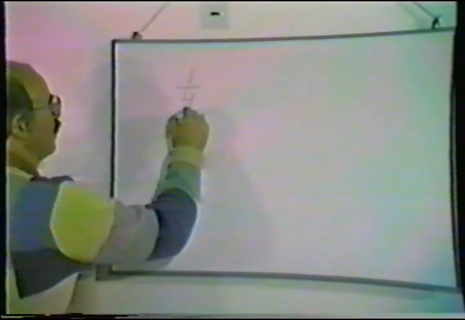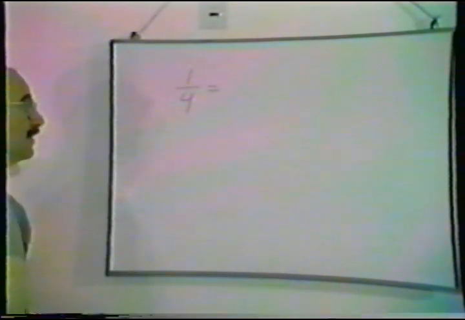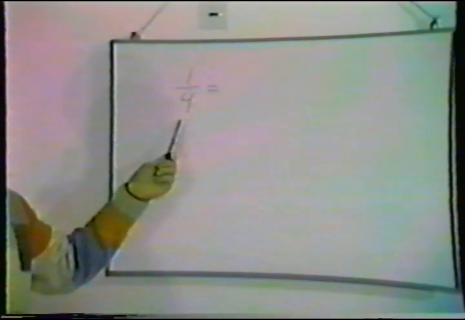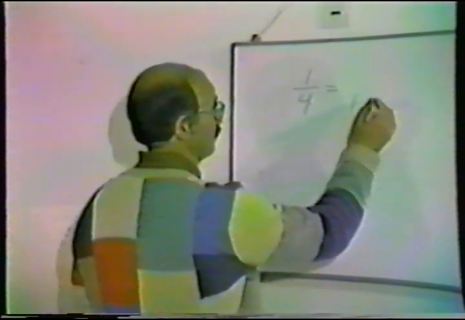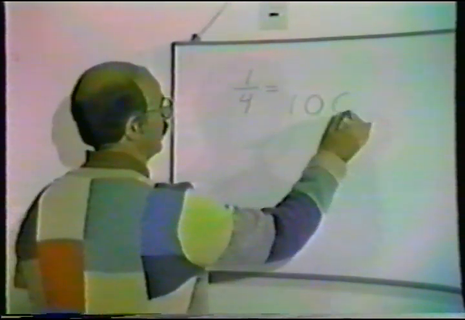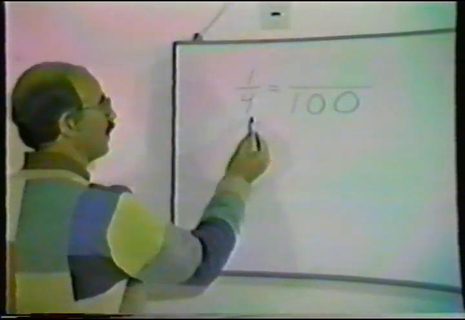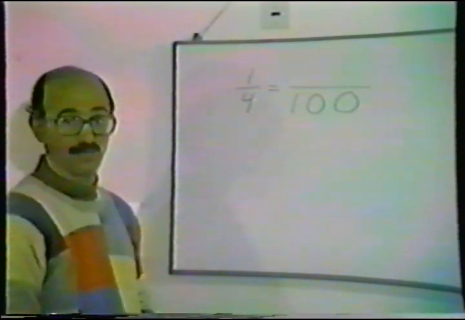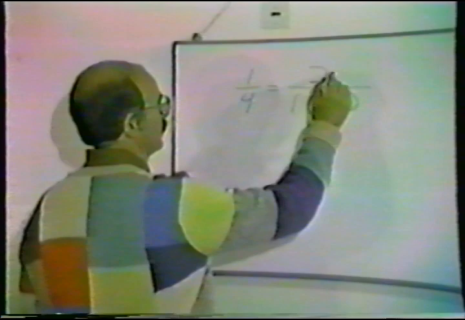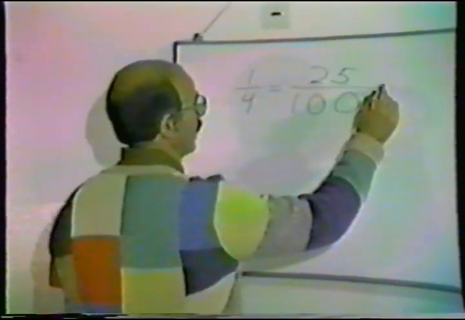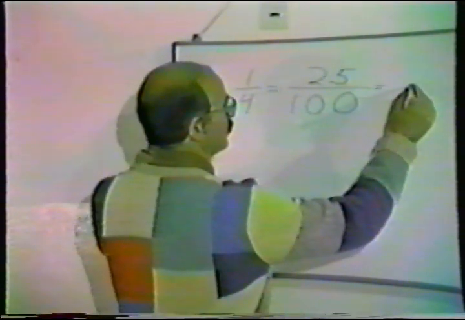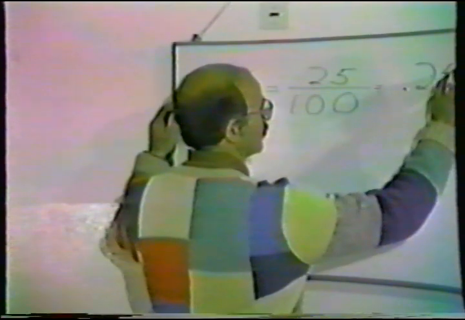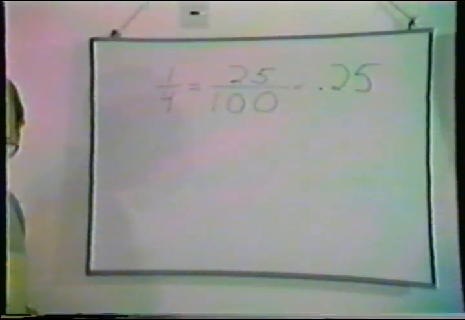One fourth. Is the bottom number 10, 100, or 1,000? No. Can we make it 10 or 100? Yes. Can we make it 10? No. We have to make it 100. 4 goes into 100 how many times? 25. Now read the fraction. 25 hundredths. And we know to write that like this, 0.25.